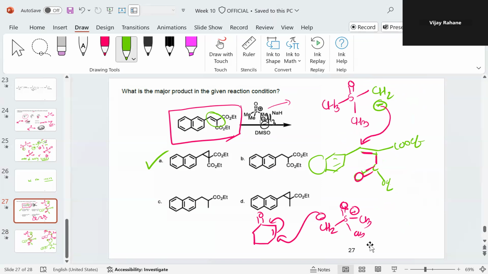Sir, is this the Horner reaction? Right, Wittig reaction. Which reaction? HWE. Horner-Wadsworth-Emmons, yes. HWE. For question number 10, which named reaction is this, sir?